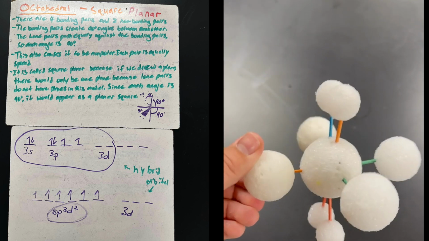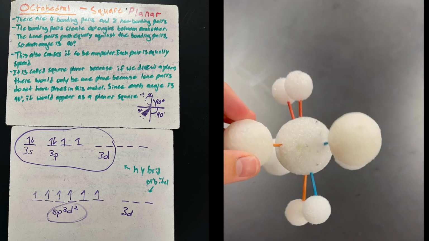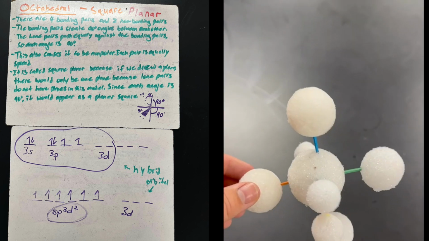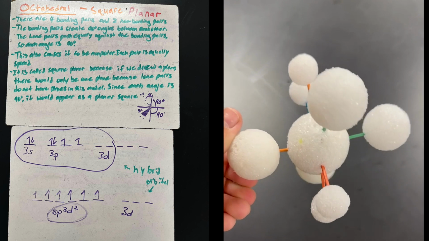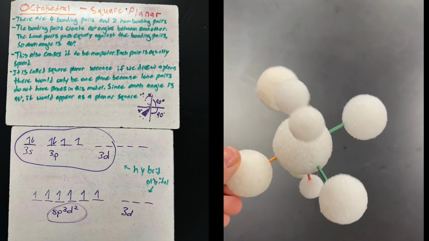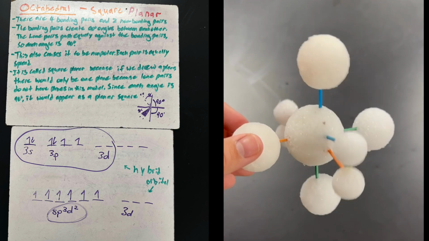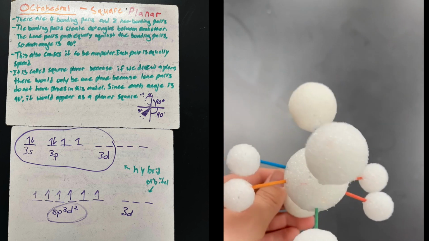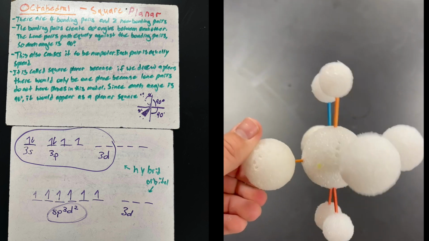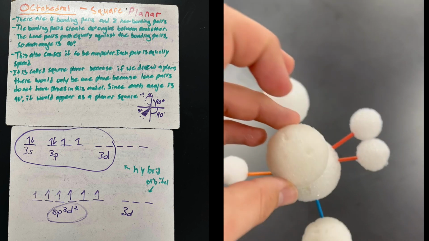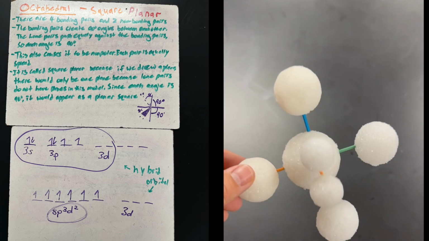For the square planar octahedral, there are 4 bonding pairs and 2 non-bonding pairs. The bonding pairs create 90-degree angles between each other. The lone pairs push equally against the bonding pairs, so each angle is 90 degrees. This also causes it to be nonpolar. Each pair is equally spread. It is called square planar because if we drew a plane, there would only be one plane because lone pairs do not have planes in this model. Since each angle is 90 degrees, it would appear as a planar square. The orbital hybridization is sp3d2.